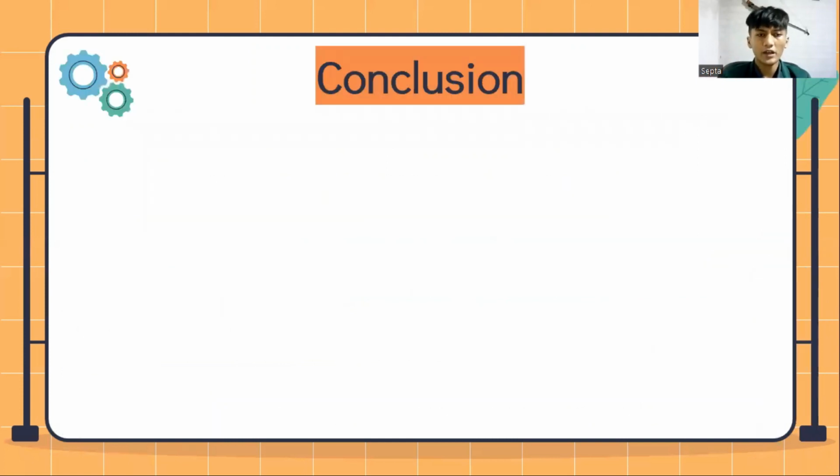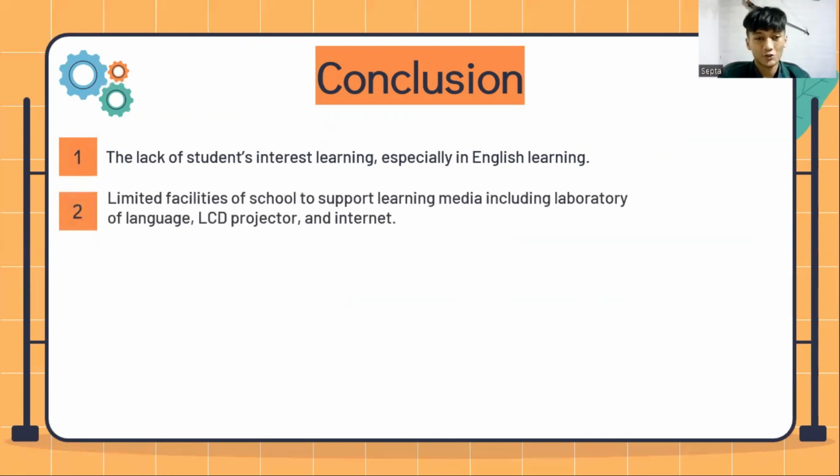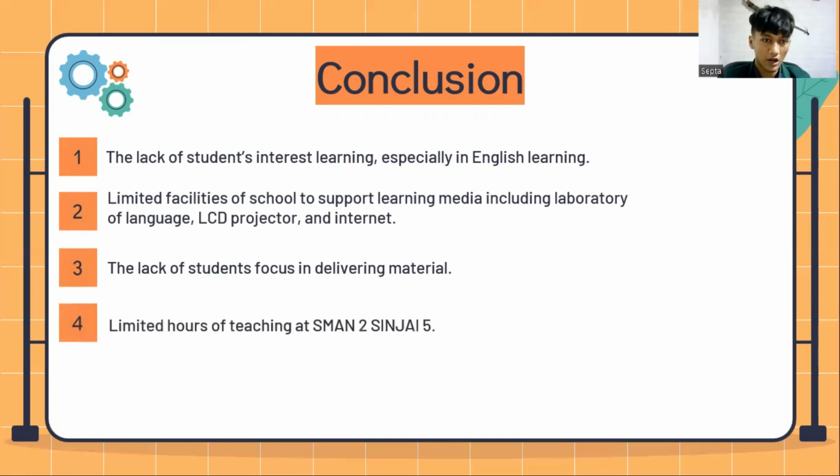So we know the research method, we know the findings, and now we go to the conclusion. Based on the research findings in the previous section, there are 5 problems faced by the teachers in teaching English as a foreign language, as follows. The first one, the lack of students' interest in learning, especially English learning. The second one is the limited facilities of the school to support learning media, including the language laboratory, LCD projector, and also internet. And the lack of students' focus on delivery of material, limited hours of teaching at SMA N2 Sinjai, and the class condition is very boring.